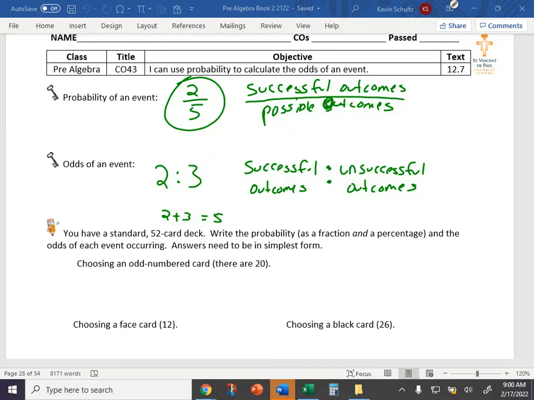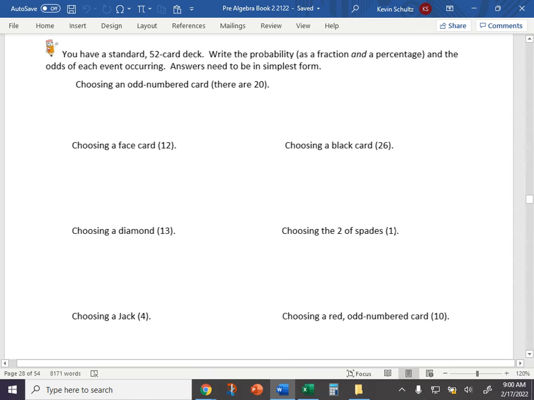So, down the line over here, it says you have a standard 52 card deck. Write the probability as a fraction and percentage and the odds of each event occurring. Answers need to be in simplest form. I do help you a little bit, and I tell you how many of each card there is. So in a 52 card deck, choosing an odd numbered card, there are 20. Okay, there are 20 odd numbered cards in a 52 card deck.